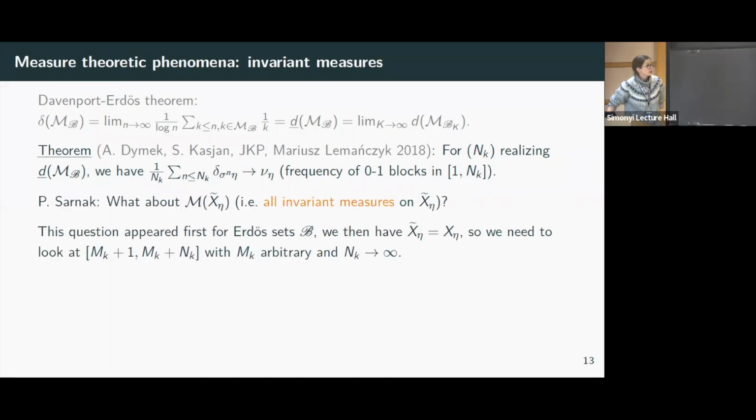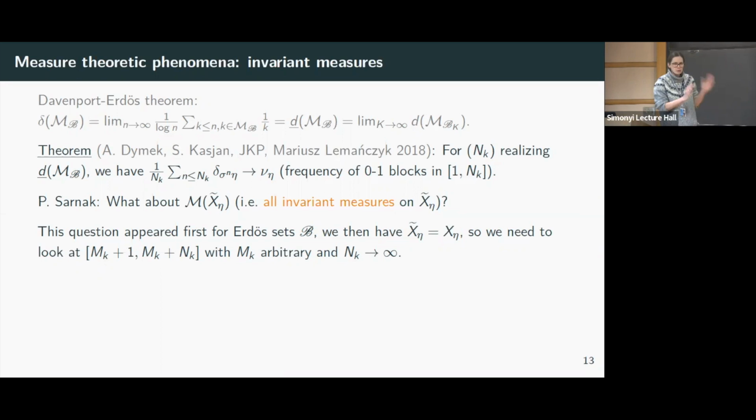And then Peter Sarnak asked, what about all invariant measures? I mean, if you have one, it's not so much, right? Especially that this measure is of zero entropy, has discrete spectrum, so it doesn't detect too much of the dynamics happening there. So this question appeared first in the Erdős case, where your B-free system is hereditary. So I was hesitating whether to write X eta here or X eta tilde. I mean, it didn't matter back then, but as you will see, it does matter quite a lot.